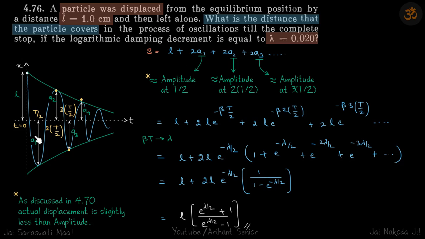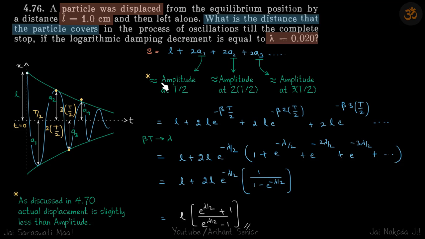So this A1, when it reaches its peak, can be approximated to the amplitude at t/2. Now why is it an approximation? We have discussed this in 4.70 also, that actual displacement is slightly less than amplitude. So here when the curve reaches its peak, it's not actually touching this envelope curve. So you will get this clarity, just visit problem 4.70 again. But this peak is pretty near to the curve.